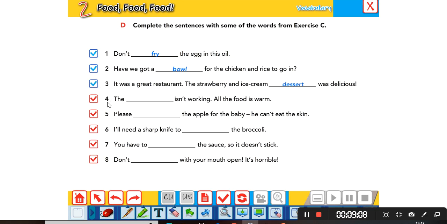Number 4, the space isn't working. All the food is warm. So if the food is warm, that means what is not working? It should be cold in the fridge.